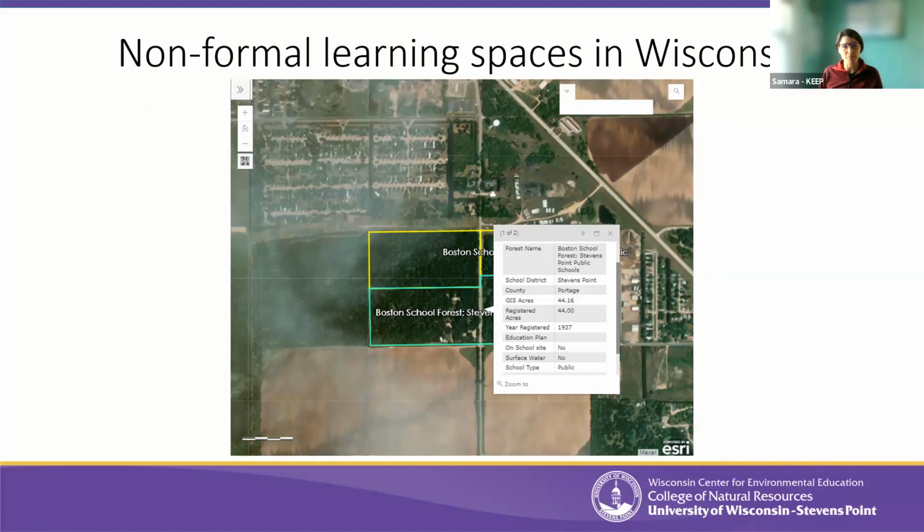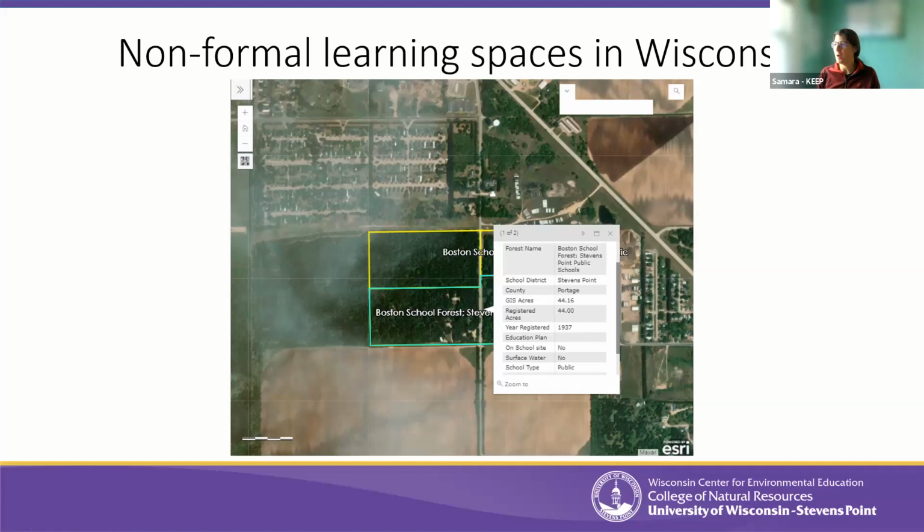And their online map is also based in Esri GIS, just like the KEEP solar dashboard map that we'll be getting into in a moment. But it's really nice. You can zoom in on it. You can click on a particular polygon and get information like the year that it was registered, if the school forest is on site with the school or if it's off site, because many of the school forests are, like Boston School Forest, whether there's surface water there or not, and other information as well.